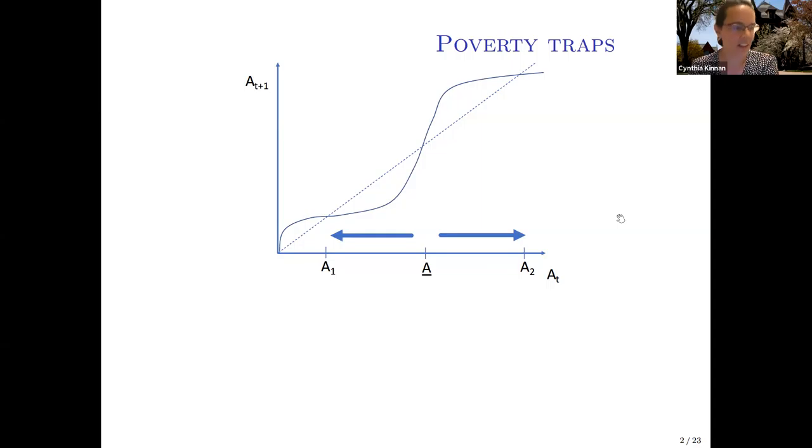The word poverty traps is in the title, so I just want to be a little more clear about what I mean by a poverty trap. Here we have a picture that some of you who have taken a development economics course may recognize. The idea of a poverty trap, in econ parlance, is a dynamic process with multiple steady states.